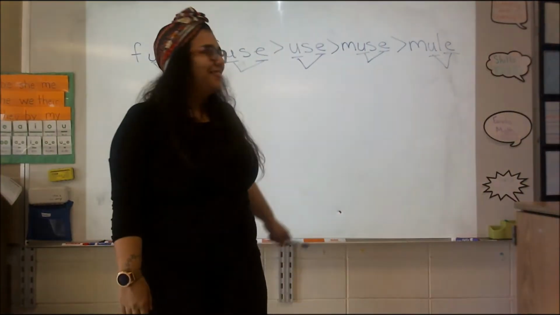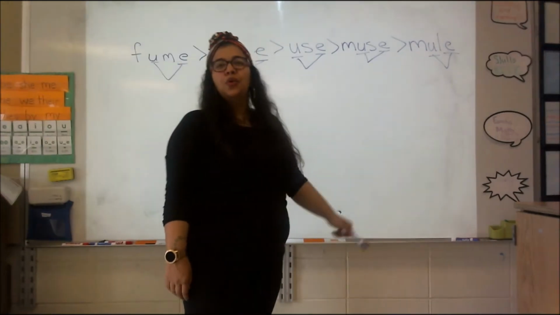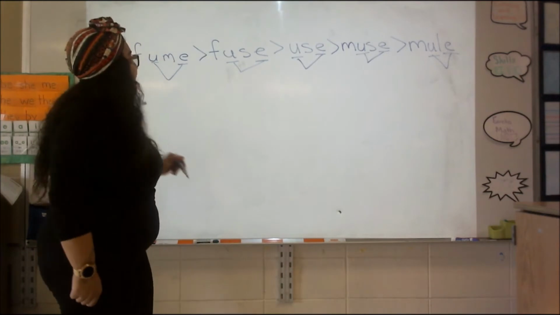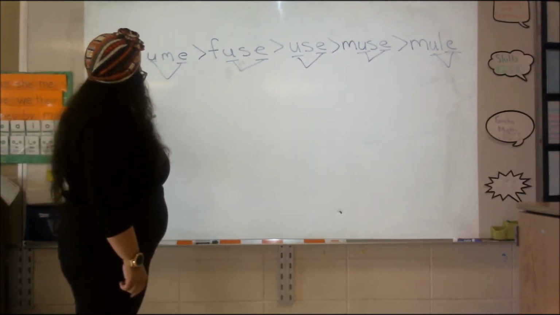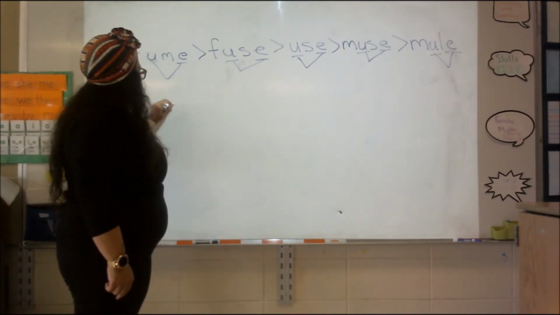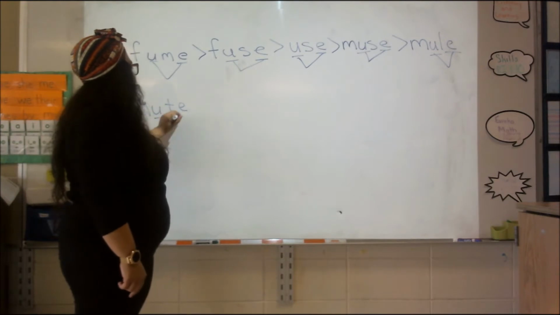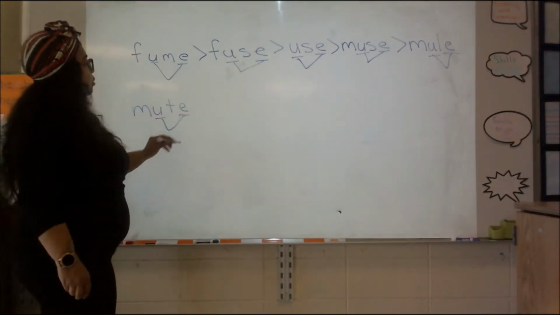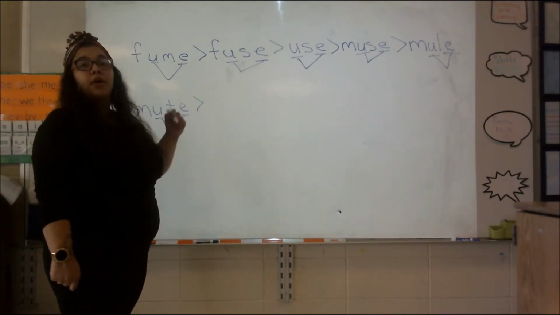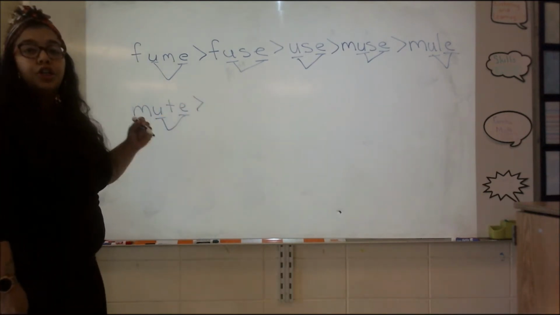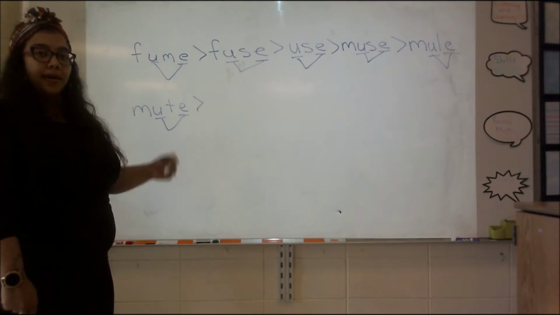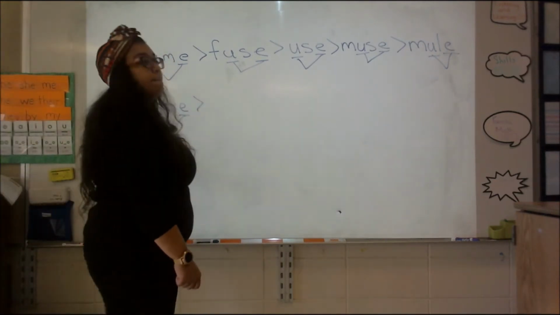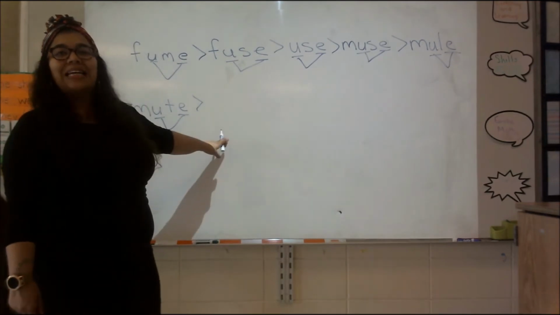From mule to mute. I'm changing the ending sound again. Yes, from mule to mute. Notice the rest of the sounds and the spellings of those sounds stays the same. Mule to mute. From mute to cute. What am I changing now? The beginning sound from m to k.